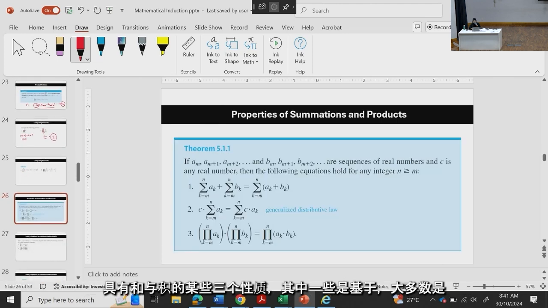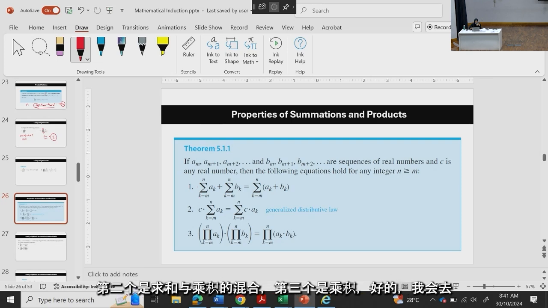Now next we have some properties of summations and products. Most of them are based on algebraic laws. First one is for summation. Second one is for a mix of summation and product. And then third one is for product. Okay, I'll go through it.